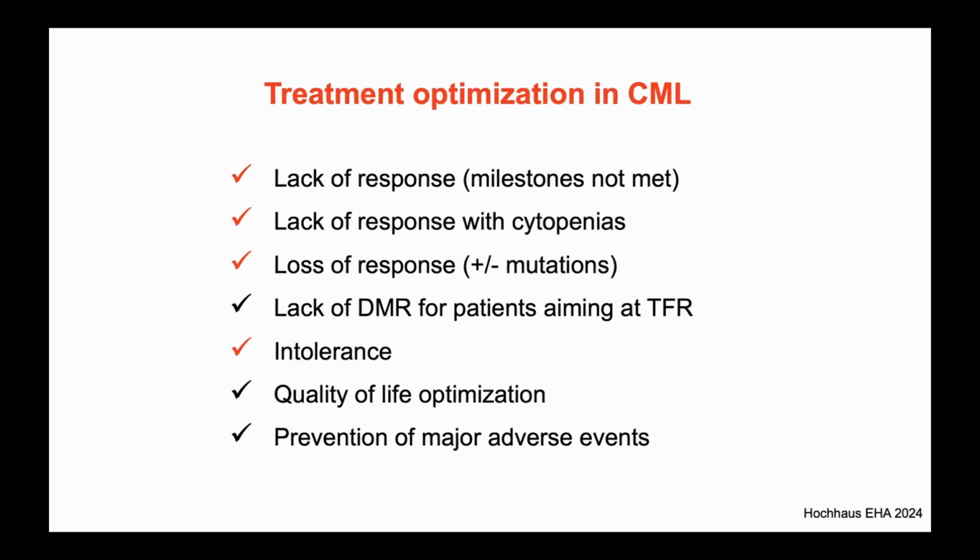The red signs show the established criteria. Of course, in case of lack of response with cytopenias, loss of response with mutations or without mutations, and of course, in grade 3 and 4 intolerance, we need to change treatment. But there are other criteria which are not yet established, like lack of deep molecular response for each patient aiming at TFR. Personally, I'd like to change, and I will change treatment in this situation, but it's not generally recommended and not generally established by the people who give us the money for the patients, the insurance companies.